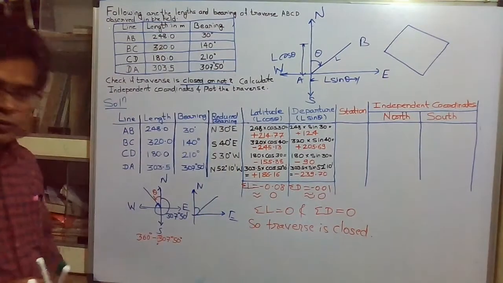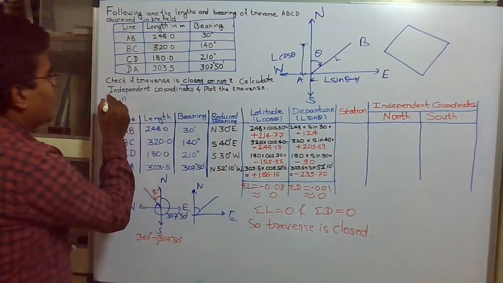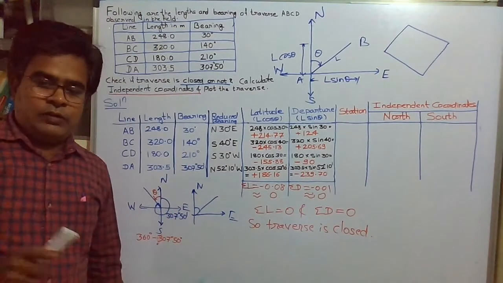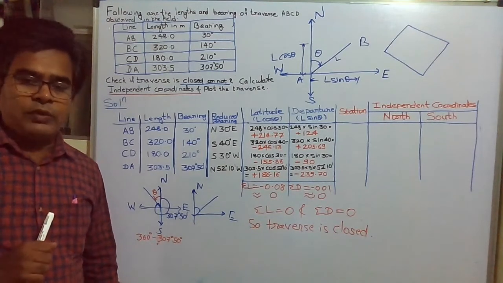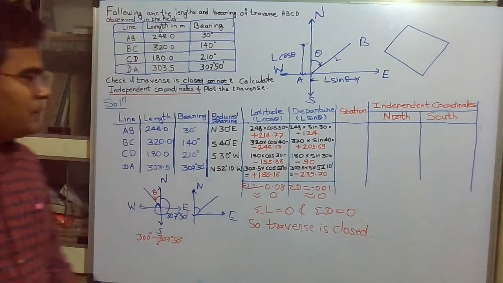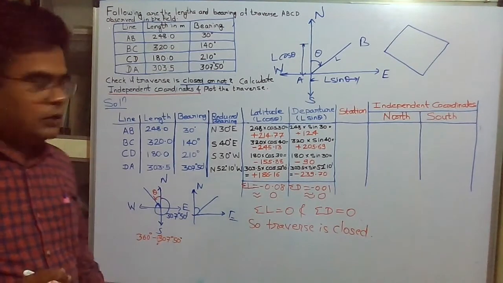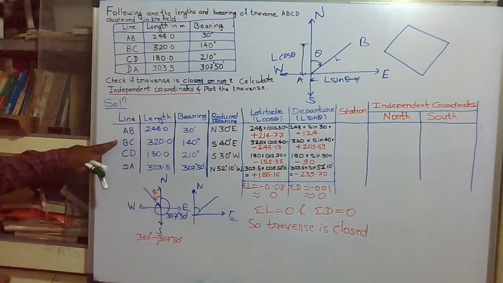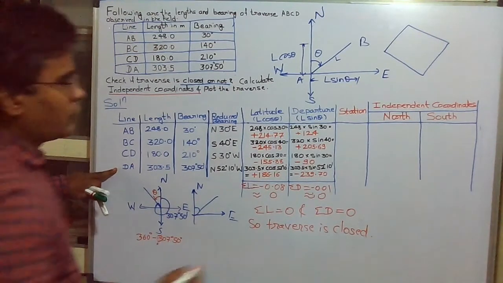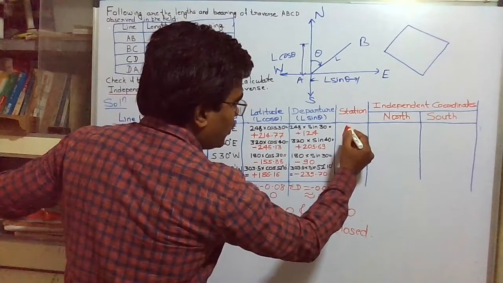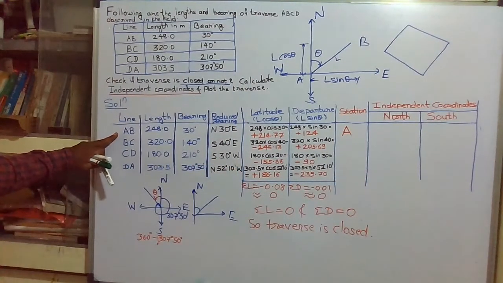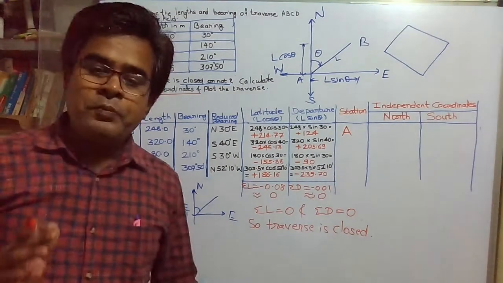Okay, now what is the next? We have to calculate independent coordinates. In the last lecture we studied how to calculate independent coordinates; once more we will repeat it. So what we have to do here, what are the lines: AB, BC, CD and DE? We assume the coordinates of the first station, that is our station A. We have to assume some coordinates such that all other values come out positive.